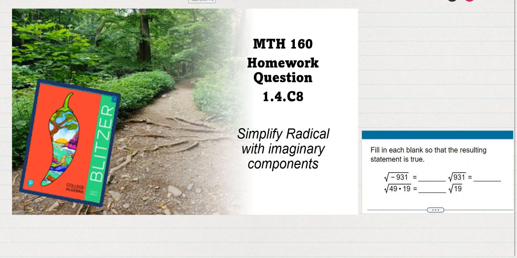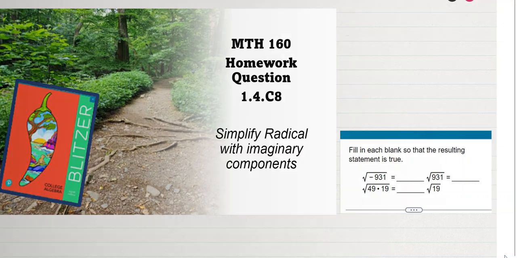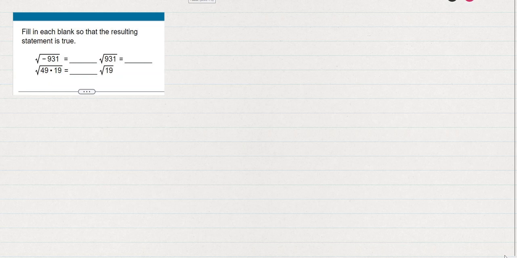This homework example came in as a question from a student. Thank you to the student who sent this. It's a question about simplifying a radical when there's an imaginary component. The imaginary component means that there is a negative inside the radical. Here's how you would approach this.